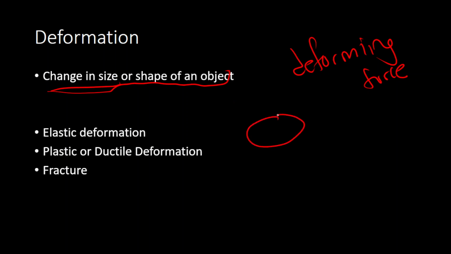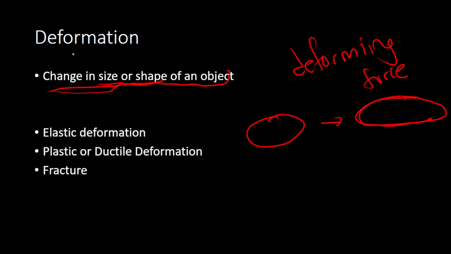Just like we talk about the rubber band now. We can see the size of the rubber band has changed when we stretch it, it becomes longer. So this is a deforming force because it has changed the size. You can see it has changed the shape of this rubber band. So a deforming force is a force that changes the size or shape of an object.